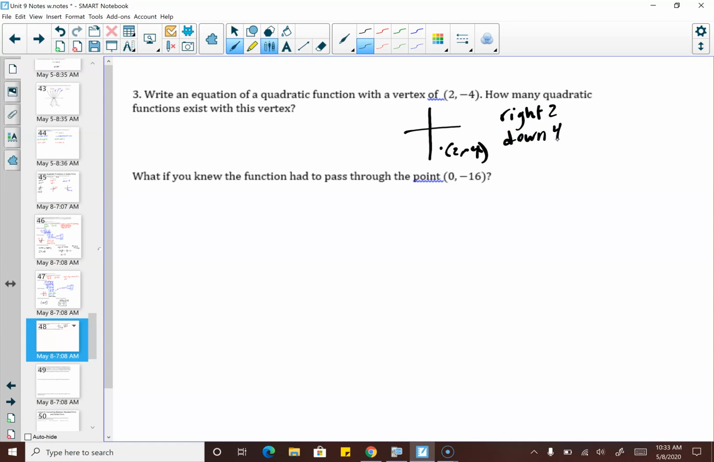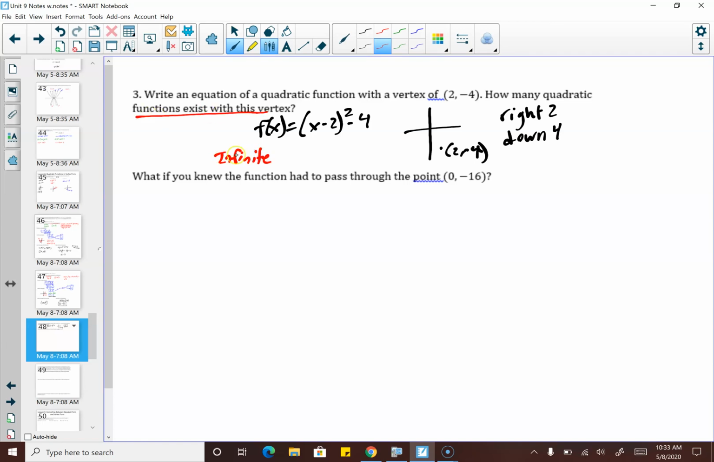So if we think about our quadratic equations, f of x equals, now if we need to go right 2, that means our parentheses has to be minus. So we have x minus 2 squared. And if we need to go down 4, we will have minus 4. The x minus 2 in the parentheses tells us that we went right 2. The minus 4 afterwards tells us that we went down 4. And how many quadratic functions could exist with this vertex? The answer is infinite.